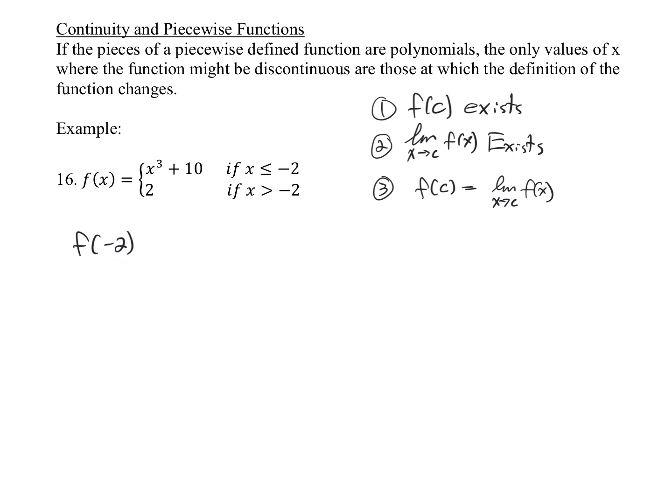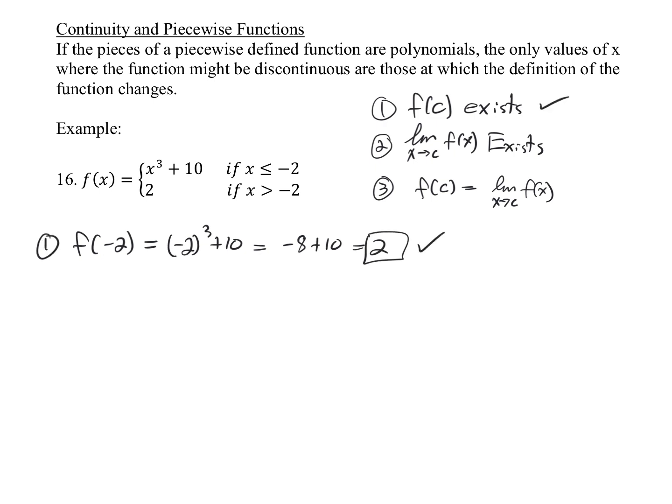We want to make sure this thing exists. So we go through and we look. Is there a place to plug negative 2 in? Yes, there is right here. So we go ahead and we say f of negative 2 is equal to negative 2 cubed plus 10, which is equal to negative 8 plus 10, which is equal to 2. All right, we have checked off this first condition.